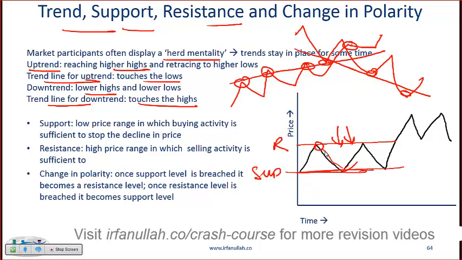But this is not a hard rule. Sometimes the resistance and support changes. For example, the stock price here might break through the resistance level, and then the old resistance level might become the new support level, and then we have a higher resistance level. When this happens, this is called a change in polarity.